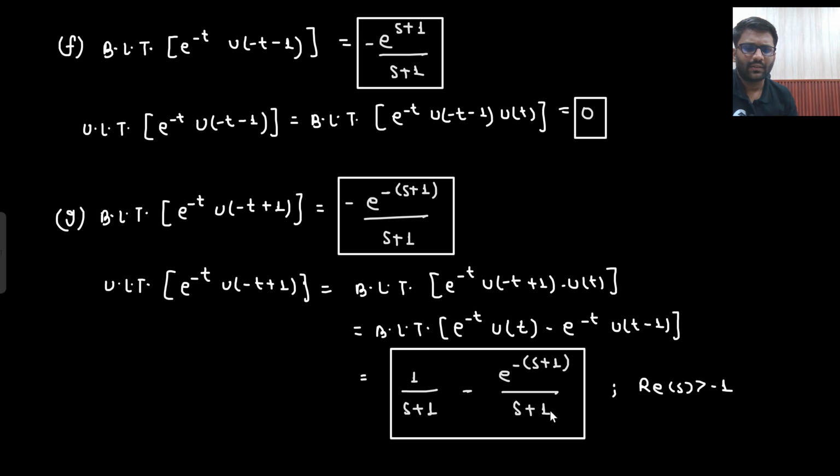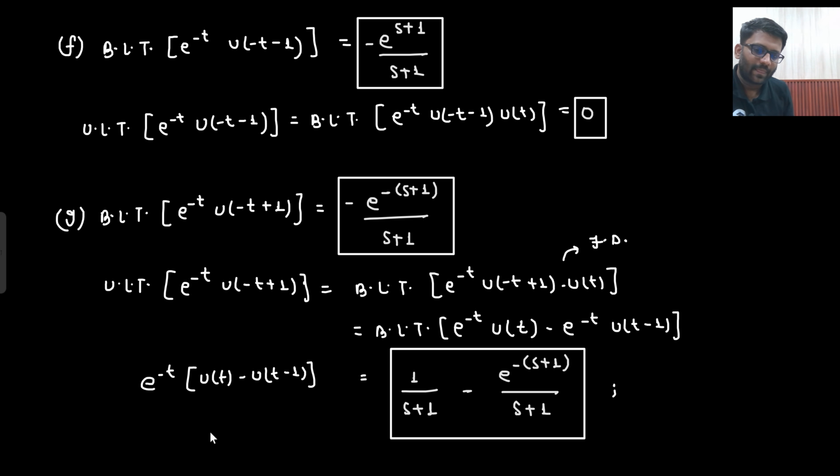But here the thing is, what will be the ROC? The ROC will be the entire s plane. Think about it, why is that so? Because this has become a finite duration signal: e to the power minus t multiplied with u(t) minus u(t minus 1). So for a finite duration signal, the ROC is always the entire s plane.